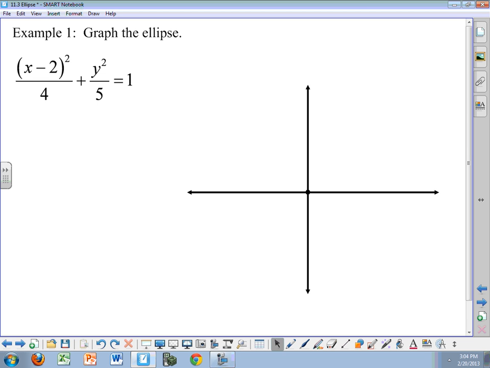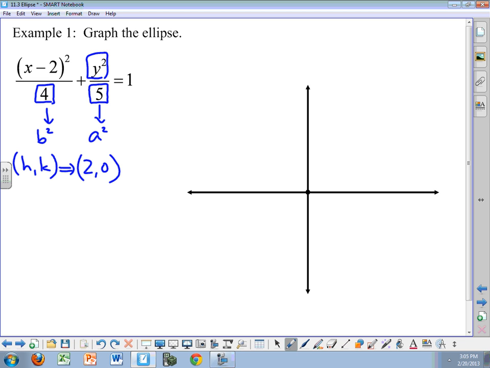So in the last video I set up the two different forms, and in this case we do notice that the 5 is greater than 4, so this will be representing a squared in our calculations, and the 4 will be representing b squared, or the distance from the center out to the endpoint of the minor axis. In this case, since we're talking about x minus 2, our center, or our h, k values, will end up being 2 comma 0. And of course, that's because the y squared is by itself. There's no term with it.